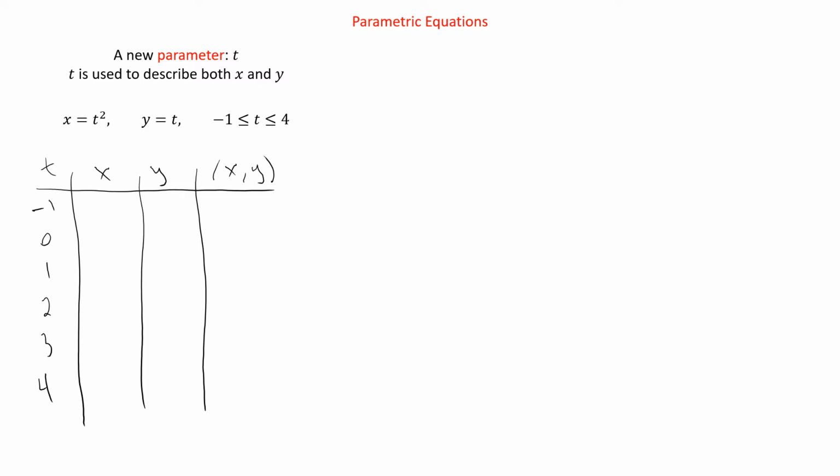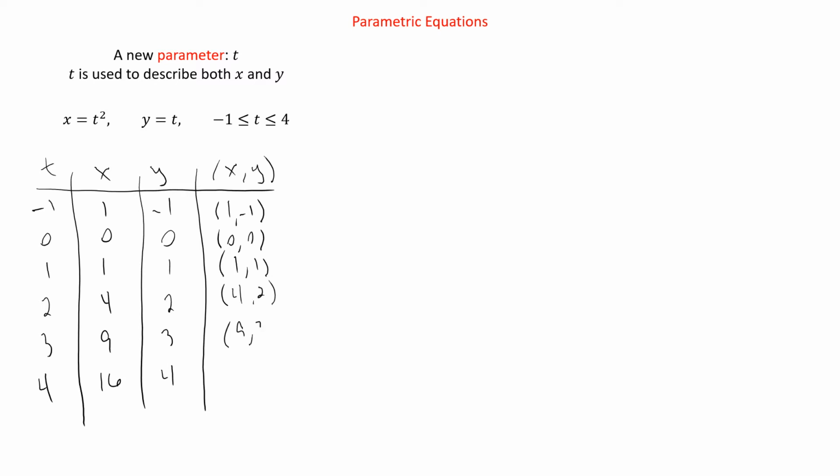So x is going to be t squared. Well, -1 squared is 1. And we can just go down. 0 squared is 0, 1 squared is 1, 2 squared is 4, 3 squared is 9, and 4 squared is 16. And then y, well, y is just t, so -1, 0, 1, 2, 3, 4. So our ordered pairs, we're going to have (1, -1), (0, 0), (1, 1), (4, 2), (9, 3), and (16, 4). We can graph these points.